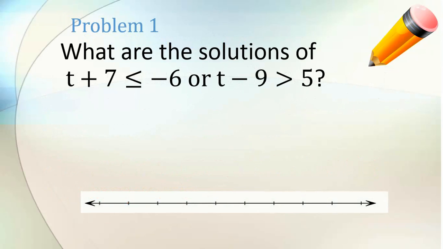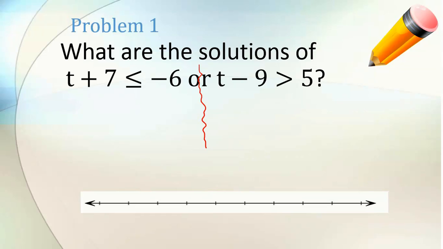So, here's the first problem. These are kind of what they look like. So what are the solutions of t plus 7 is less than or equal to negative 6 or t minus 9 is greater than 5? Basically what you need to do is treat these as two completely separate problems. So, let's solve the first one first.